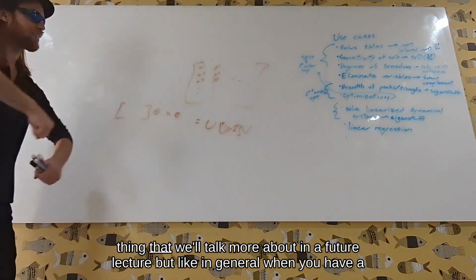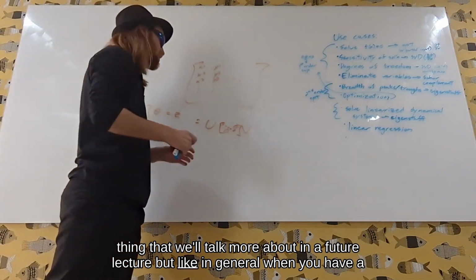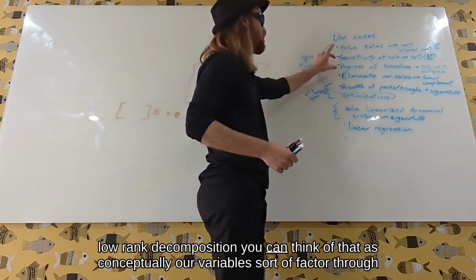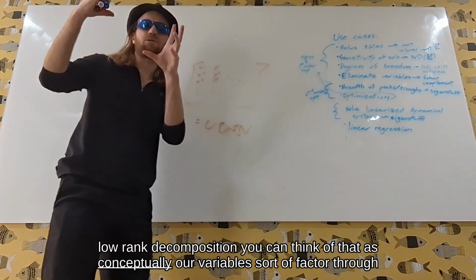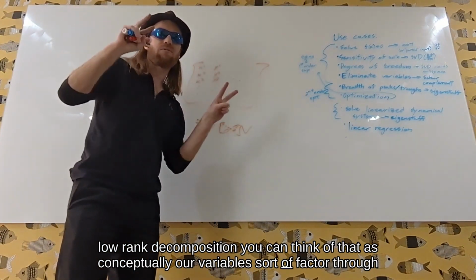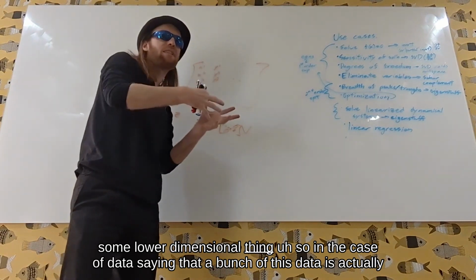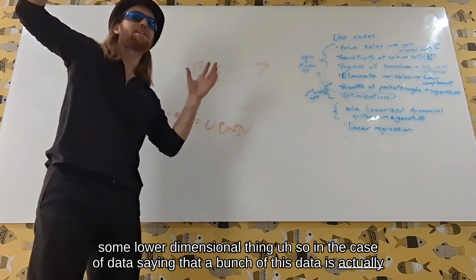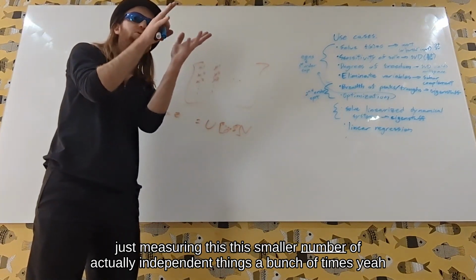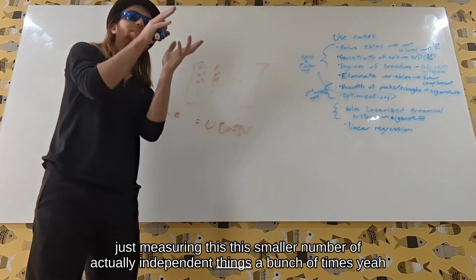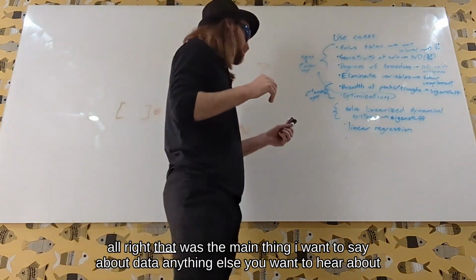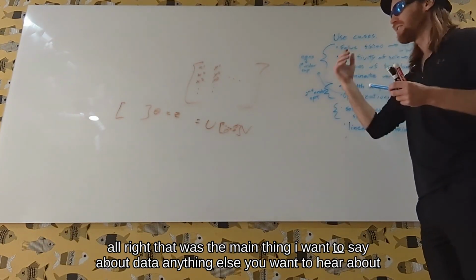This is another thing we'll talk more about in a future lecture, but in general, when you have a low rank decomposition, you can think of it as our variables factoring through some lower dimensional thing. In the case of data, it's saying that a bunch of this data is actually just measuring a smaller number of independent things a bunch of times. Yeah. All right. That was the main thing I wanted to say about data.